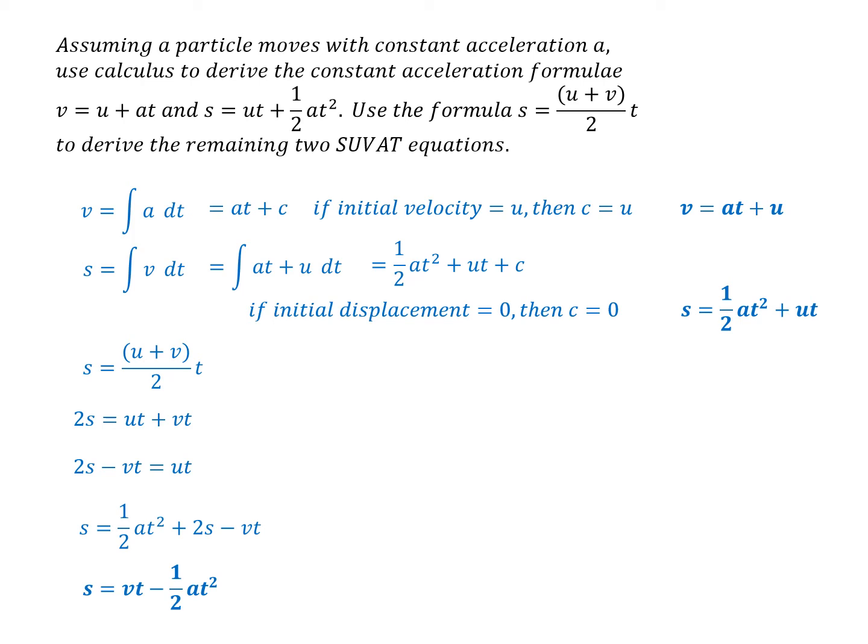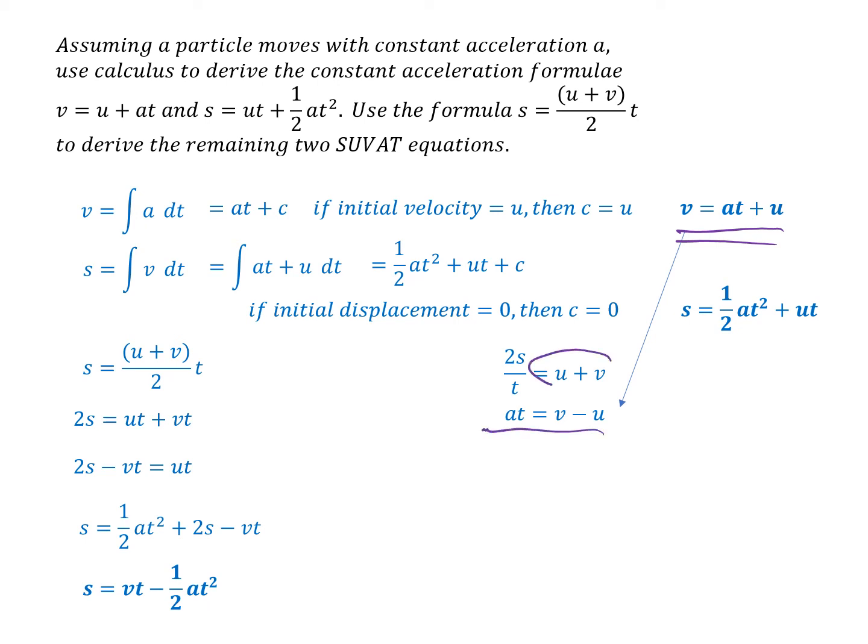So we're on the final straight now. We've got one more suvat equation to derive. If we take this as a starting point and rearrange that again in a different way, we get 2s over t equals u plus v. If we take this equation, then we can get an expression for v minus u. v minus u equals at.